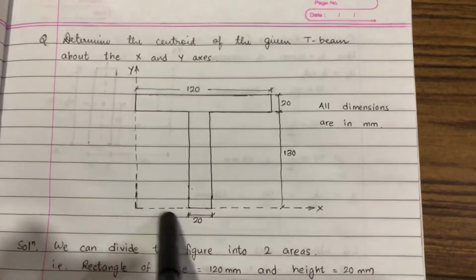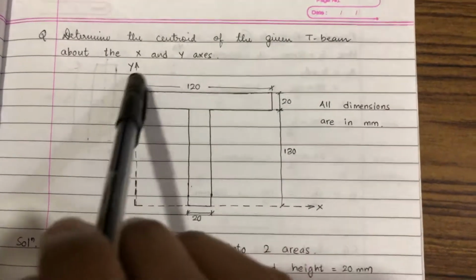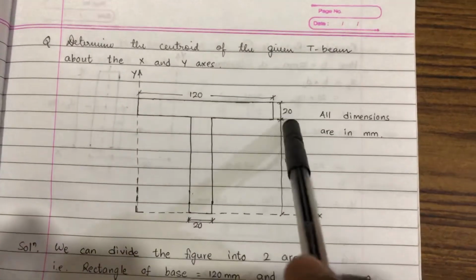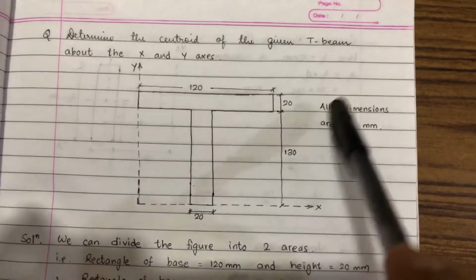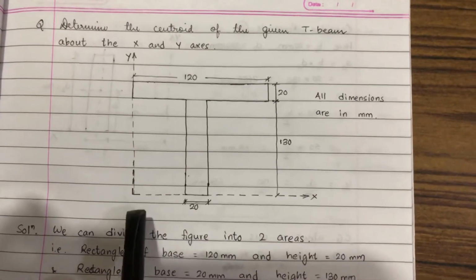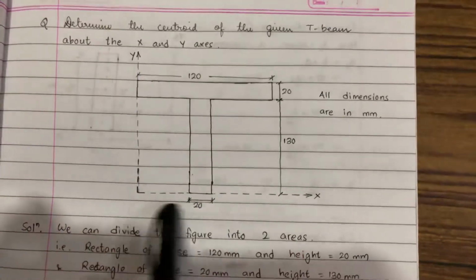The figure is given. This is a beam which is in the shape of the alphabet T, so it is called a T-beam. All the dimensions are given here: 120, 20, 130, 20. All dimensions are in mm. The reference axes x and y are also given over here.